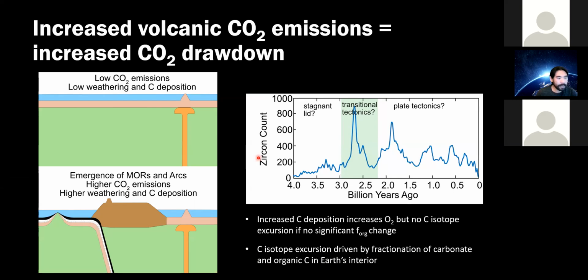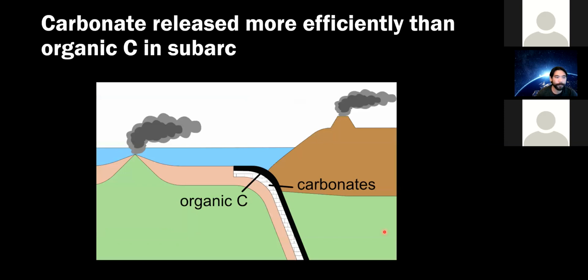And so, as I said before, if that ratio of organic carbon to marine carbonates doesn't change, but we just get this overall increase, we can increase oxygen without changing any carbon isotopes initially. And so what I'll move on to next is about how we can essentially fractionate carbonates and organic carbon within Earth's interior.